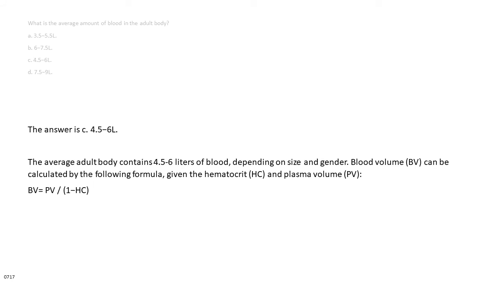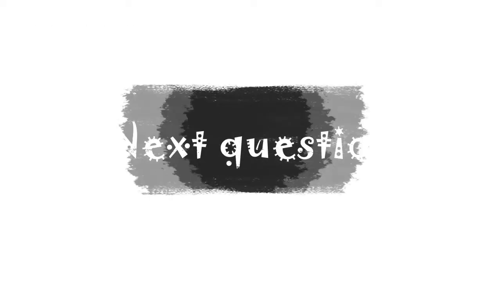The average adult body contains 4.5 to 6 liters of blood, depending on size and gender. Blood volume, BV, can be calculated by the following formula, given the hematocrit, HC, and plasma volume, PV. BV equals PV divided by 1 minus HC.